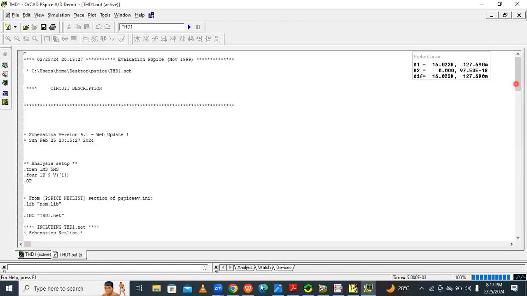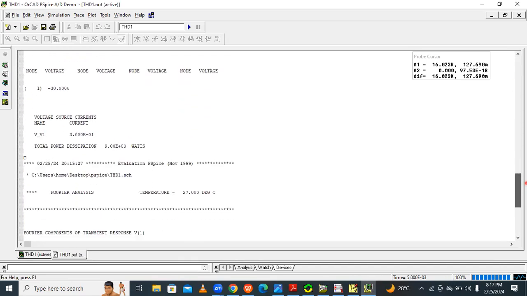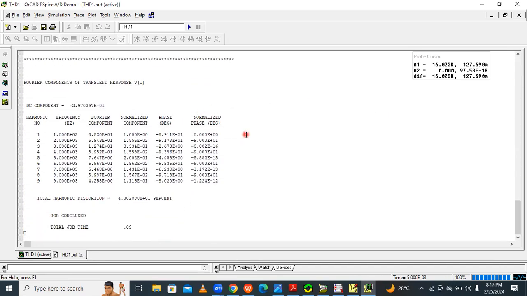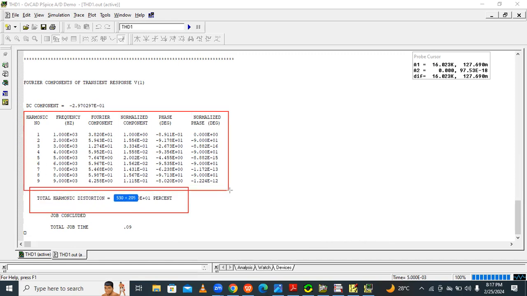Press this view simulation output, and here you will get the total harmonic distortion. Practically, this is our total harmonic distortion. Here, total harmonic distortion 4.302 into 10 to the power of 1 is 43% total harmonic distortion. This is about the calculation of the total harmonic distortion of a rectangular pulse. Understood?